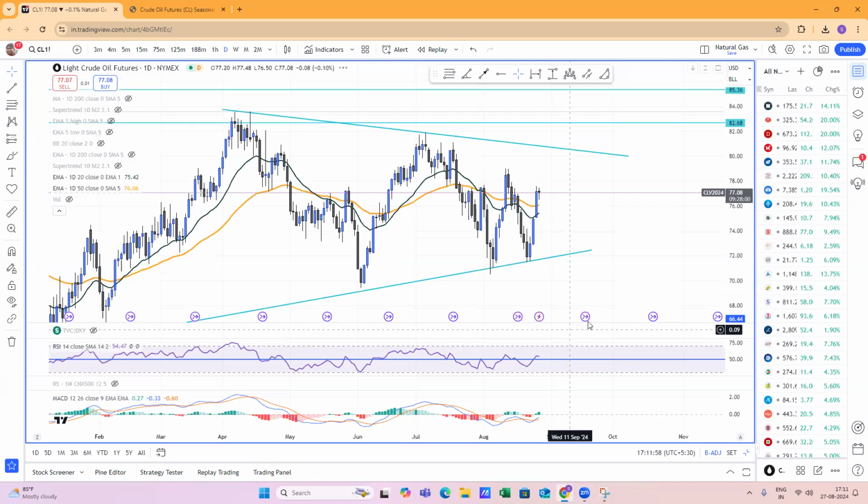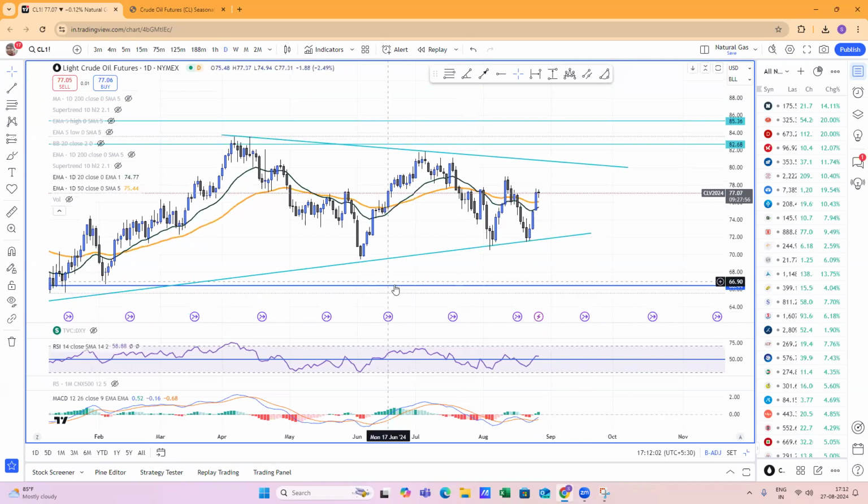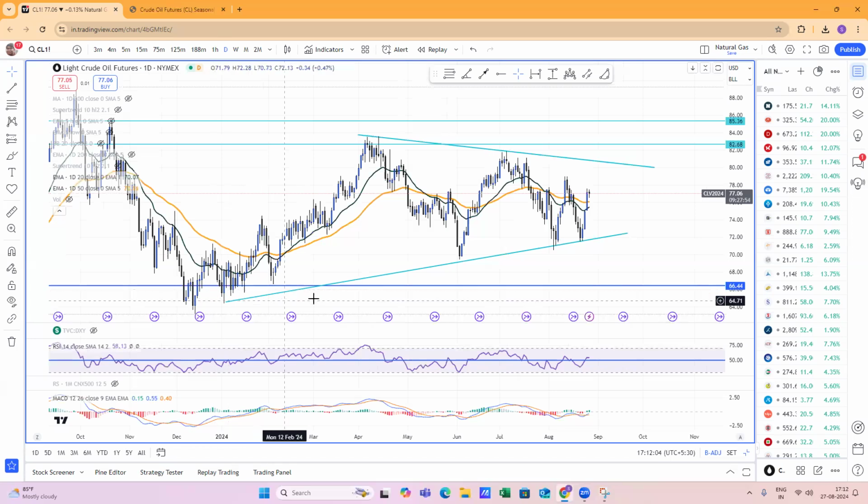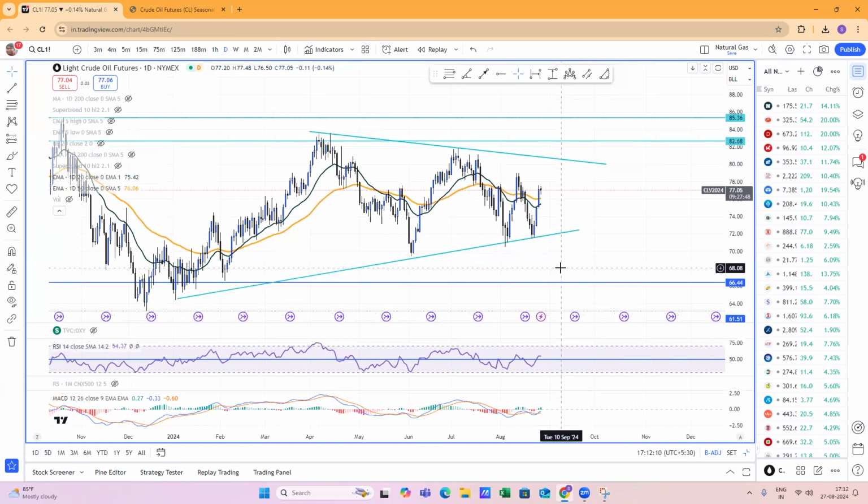Now what we see is that the overall crude oil structure right now is range bound this year. We can see this symmetrical triangle formed in the daily chart of crude oil, and we are in the upper half of the range right now. So the upside from here can be 79 or 80, but it is overall range bound and there is not much momentum on either side.